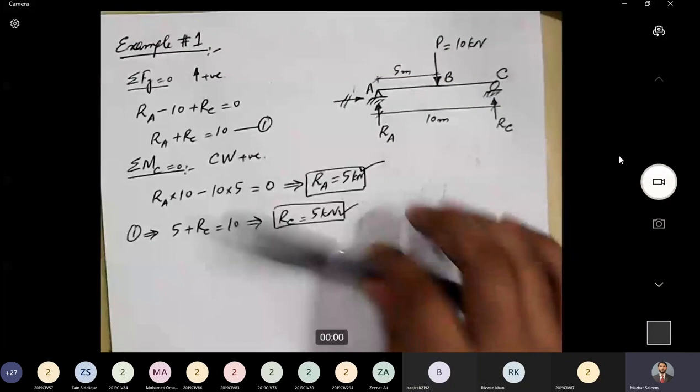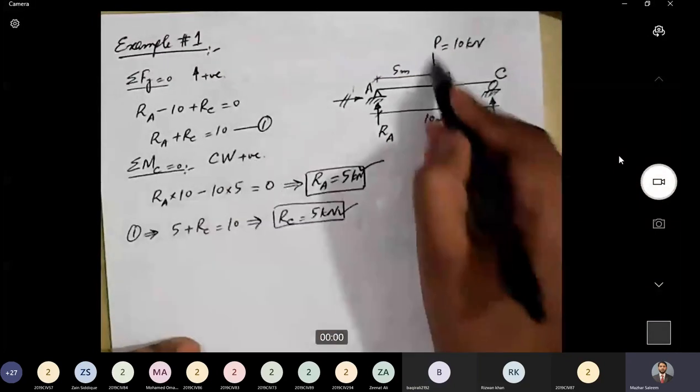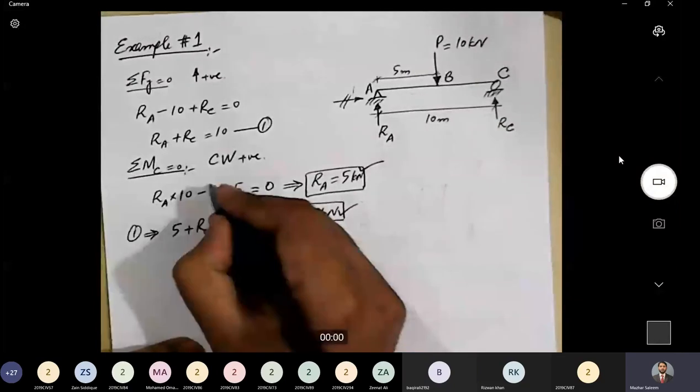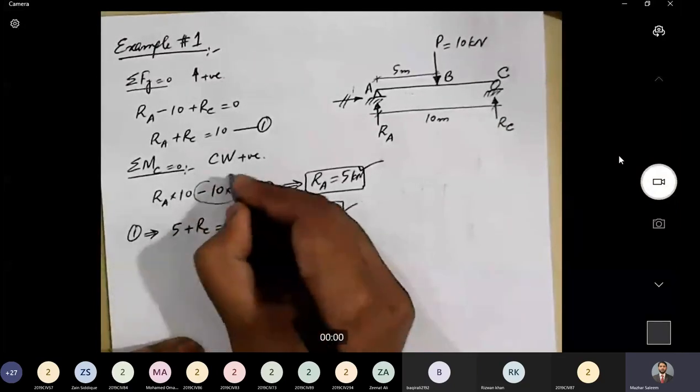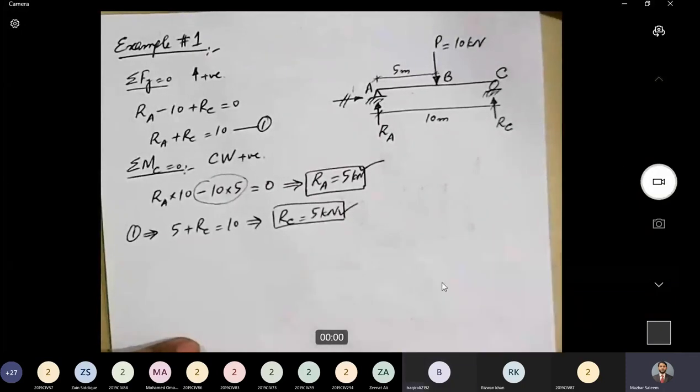Anti-clockwise. What is our convention? Clockwise movement is positive, and this load is creating counterclockwise movement. That is why I consider the movement of this load as negative. Is that clear now? Okay. Yes, sir.